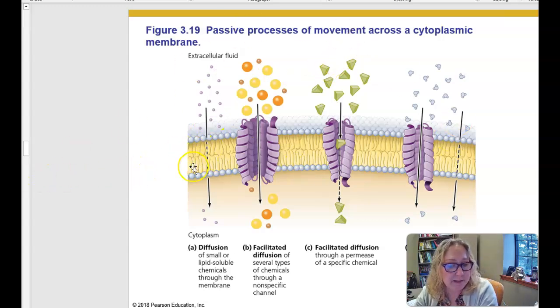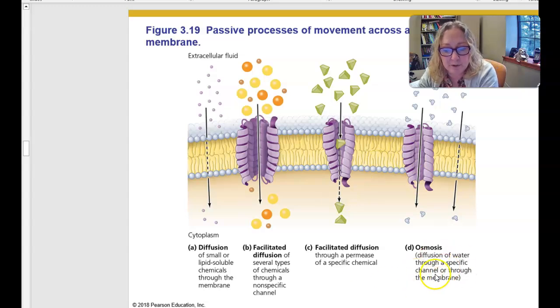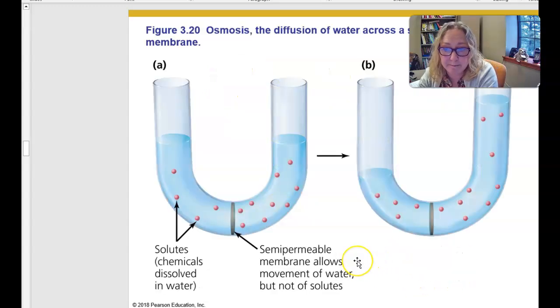Again, passive processes, extracellular fluid, facilitated diffusion, several types of chemicals through a non-specific channel. That's called facilitated diffusion because what's facilitating that here is this channel. Or you can have facilitated diffusion through a specific chemical channel where you have to bind a certain way to get through. Or this one is just osmosis, through a semi-permeable membrane.